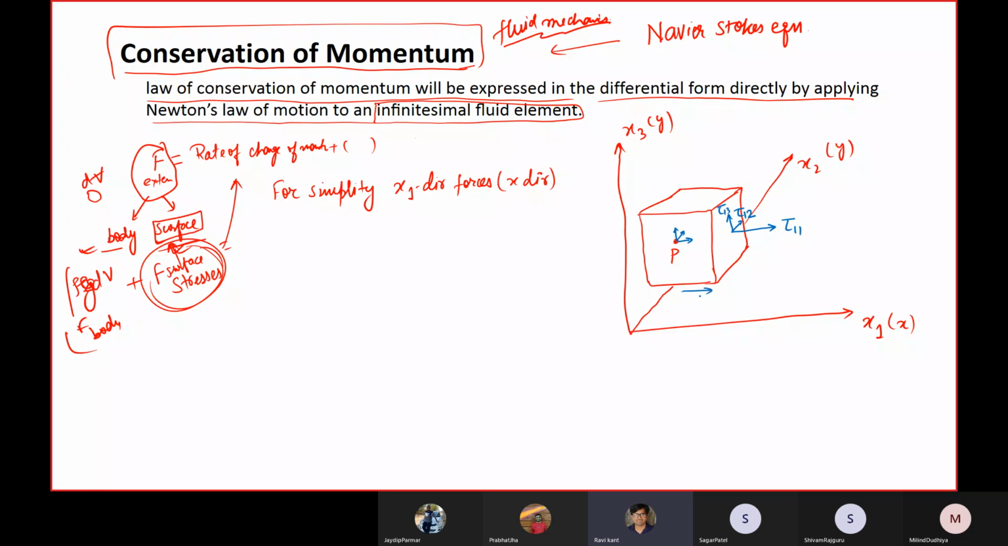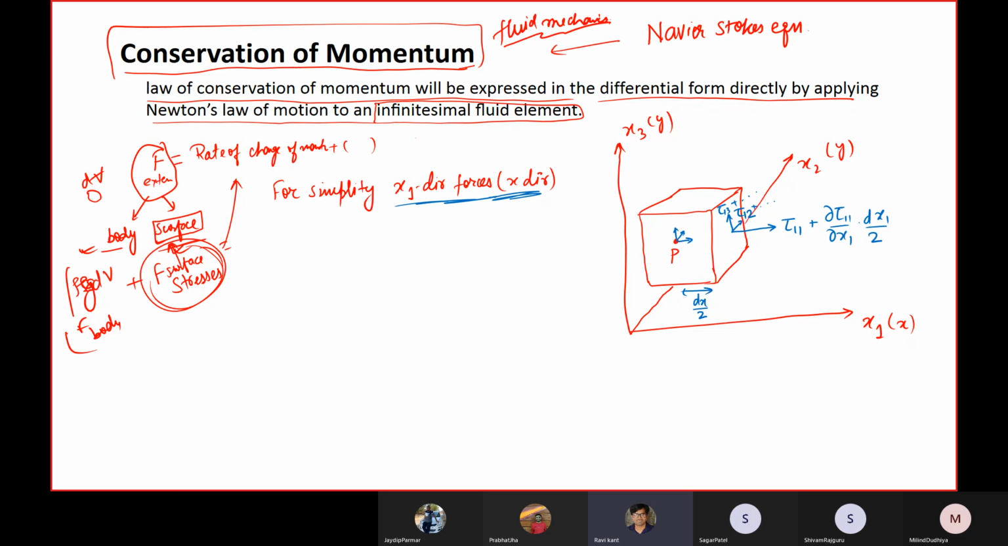But when I am traversing delta x by 2, dx by 2 distance to the right hand side, at this point with Taylor series expansion, this would be written as tau 1 1 plus dou tau 1 1 by dou x1 times dx1 by 2, isn't it? Similarly this would have some other terms, but I will not consider that because I am considering only x direction forces. I'll write all those stresses or forces that act along the x-axis only.